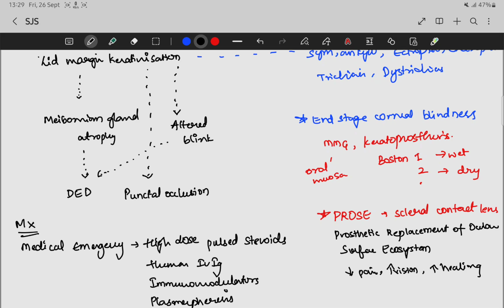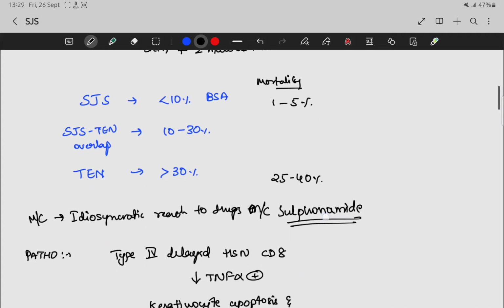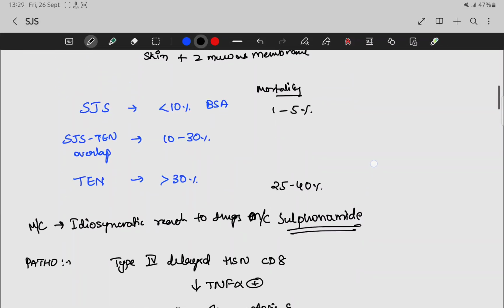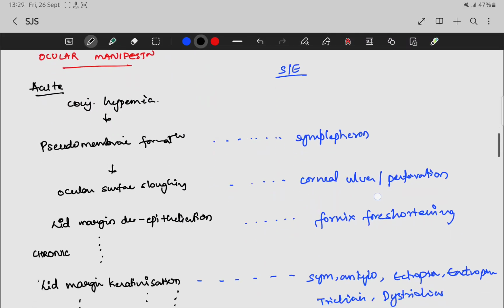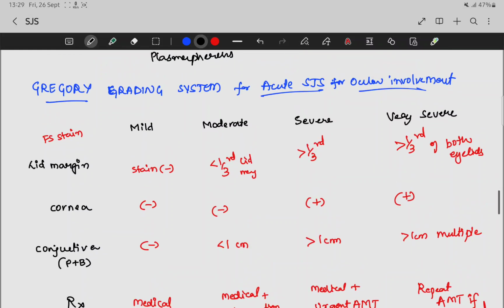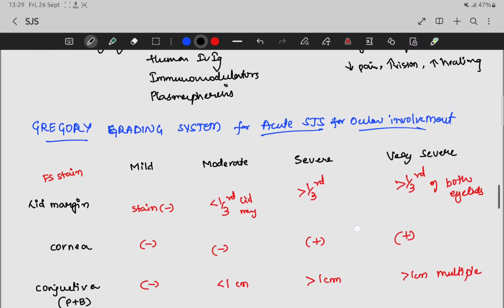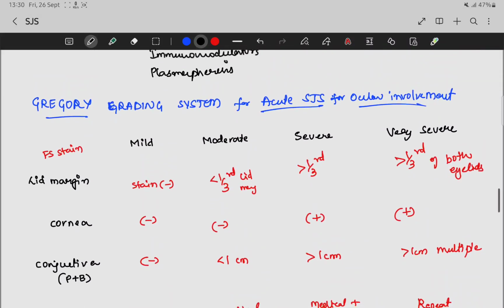So this was regarding Stevens-Johnson syndrome: the pathogenesis, disease spectrum, acute and chronic sequelae, management by the Gregory grading system, and the treatment part which is described by Gregory.